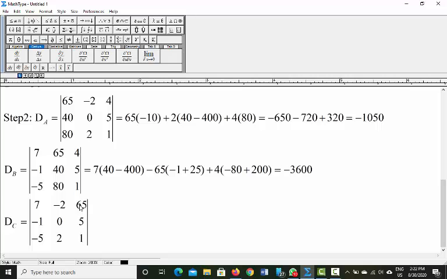So these will be replaced by 65. This one 40. And this one 80. So now let us calculate 7 multiplied by, here 0 multiplied by 80, 0 minus 40 multiplied by 2, that is 80. Right. This is the minus from the formula.